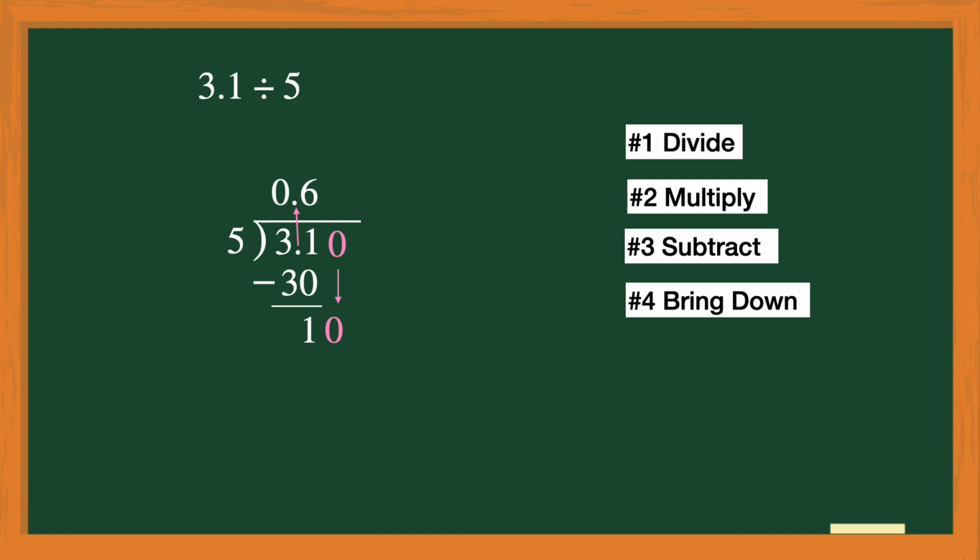Now I have the number 10, so I can continue with step 5 of the long division process, which is to repeat the steps again. So I will divide 5 into 10, and I know that 5 divides into 10 2 times. And then I multiply 2 times 5 to get 10. Now I subtract 10 from 10 to get 0. And now since I have a 0 remainder and no more digits left in the dividend, I am done. So 3.1 divided by 5 is 0.62.